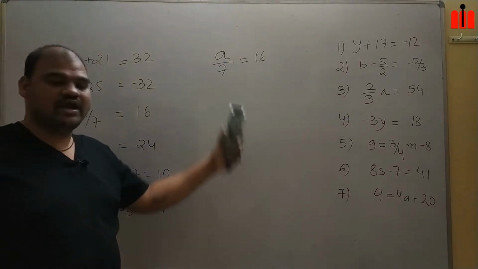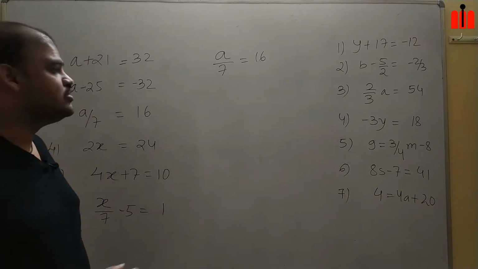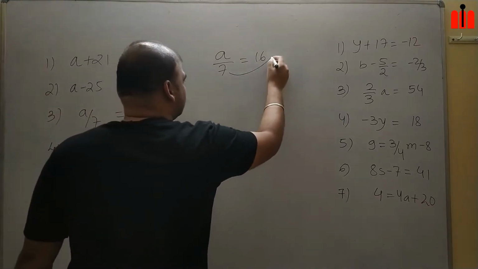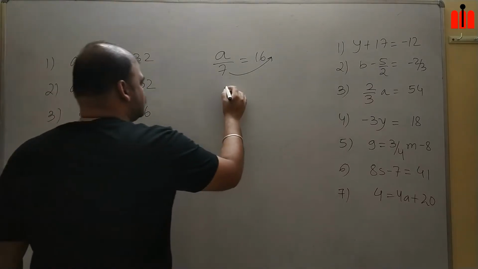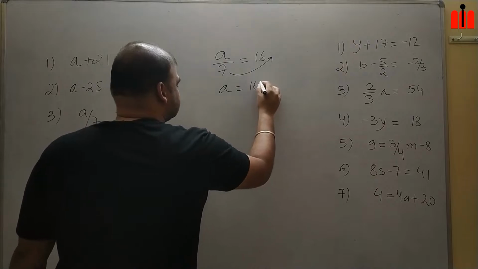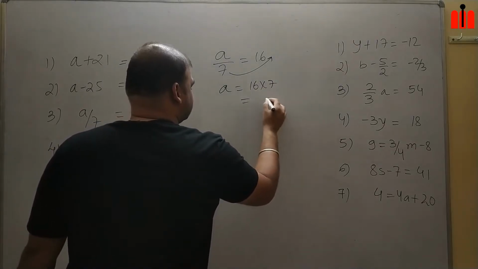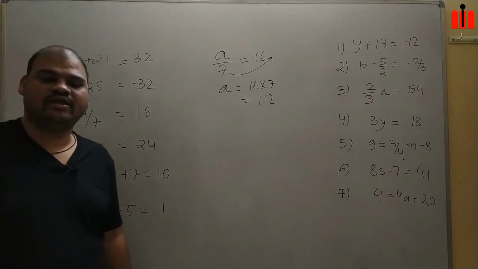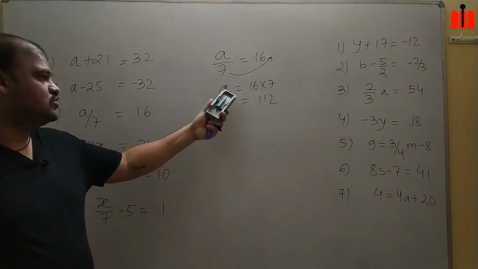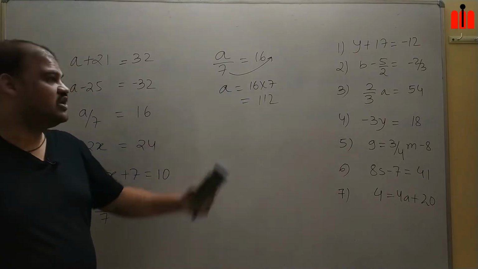So 7 is in division on one side. Once it goes to the RHS, it will be in multiplication. So A will be equal to 16 into 7, which is nothing but 112. Okay. Are you getting it? So A will be equal to 112.